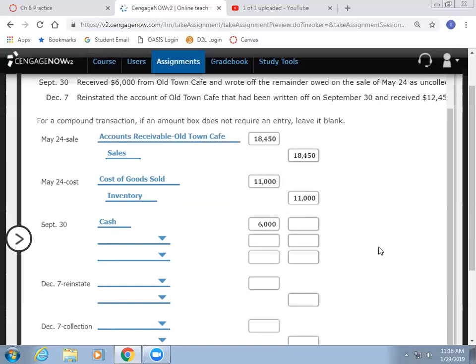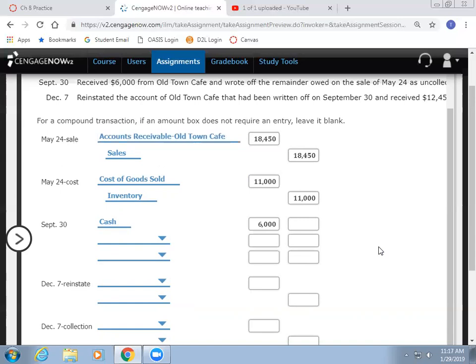So at the end of the year, we made some type of adjustment, I'm just making one up, 30,000, and we credited that to the contra asset account allowance for doubtful accounts. We've already debited bad debt expense. As we go through this next year and we identify, like Old Town Cafe, they're not going to pay, we want to write off their account, the remaining $12,450. That gets debited to allowance for doubtful accounts.